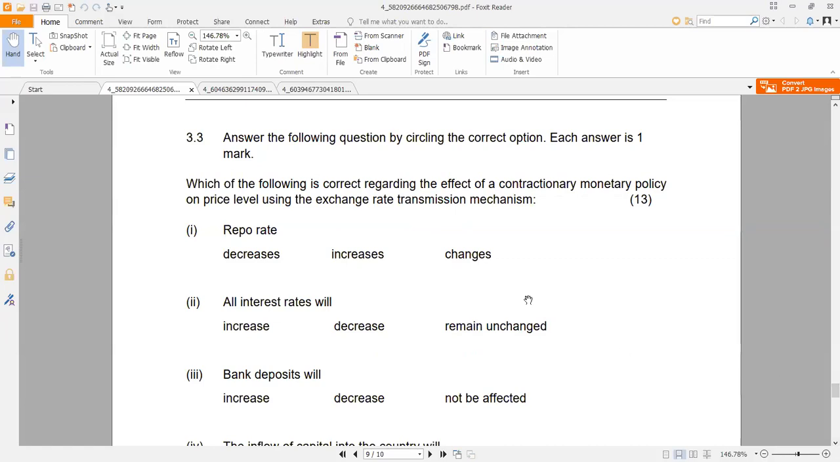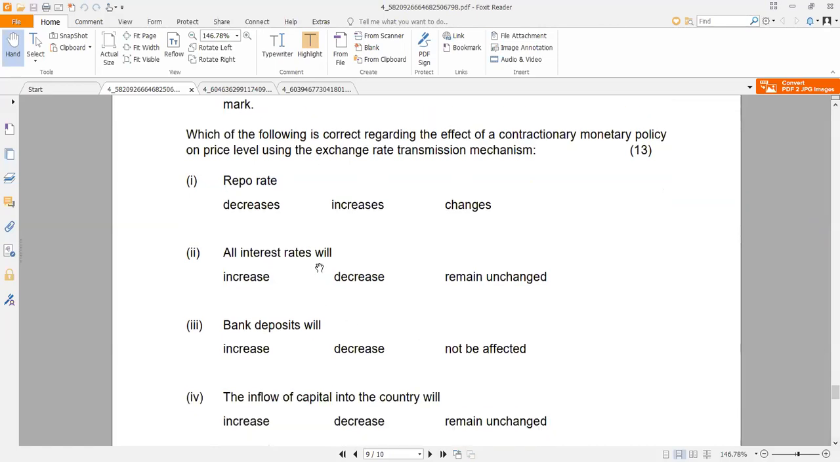So number 1, using the exchange rate, what will happen to the repo rate? It will increase. That is perfect, isn't it? Contractionary monetary policy is either an increase in the repo rate or a decrease in money supply. So the repo rate will increase, so you're supposed to circle increase here. Question number 2, all interest rates will increase as well.